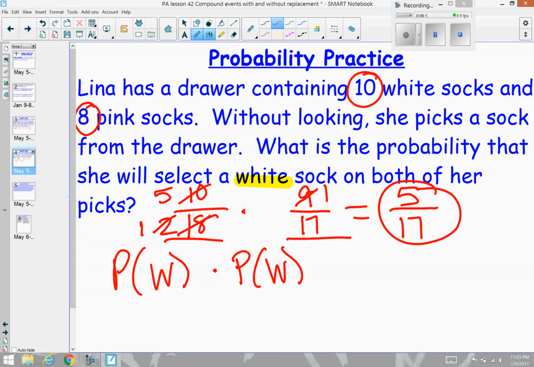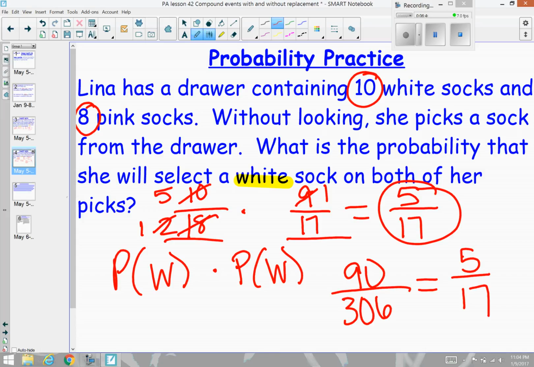Now, of course, there are other ways you can do it. You can simply multiply straight across and get 90 out of 306, and you would simplify it. But when you get down to your final simplification number, you would end up with eventually 5 out of 17. Find a way that makes the most sense to you to do the problem.